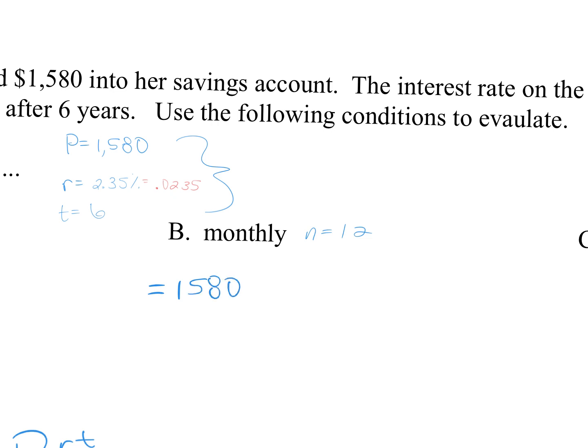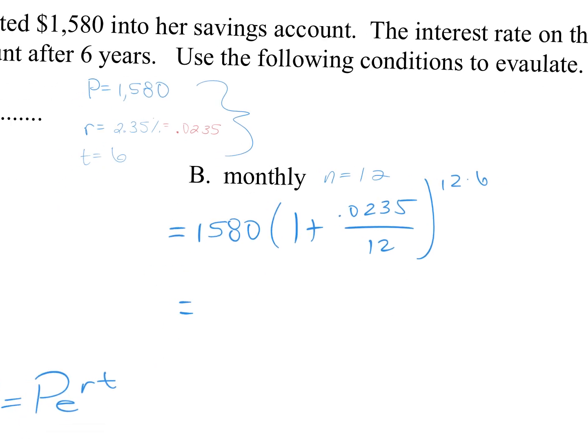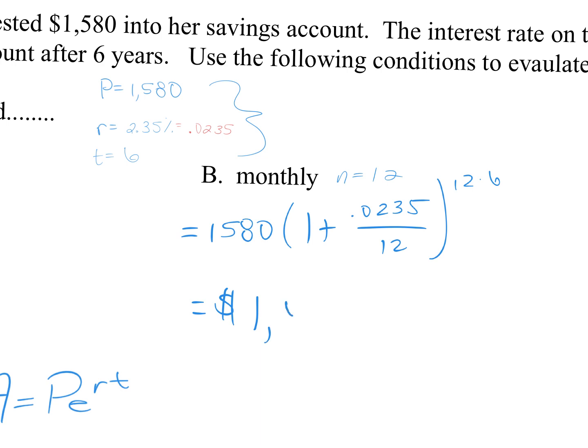1,580, 1 plus my interest rate of 0.0235. What changes is my n value. So now this is divided by 12, and it's raised to the 12 times 6 power. So in your calculators, 1,580, and then 1 plus 0.0235 divided by 12. Close your parenthesis, and then raise it to the 72. Or you can just put 6 times 12. And we get $1,819.00. Major difference there?